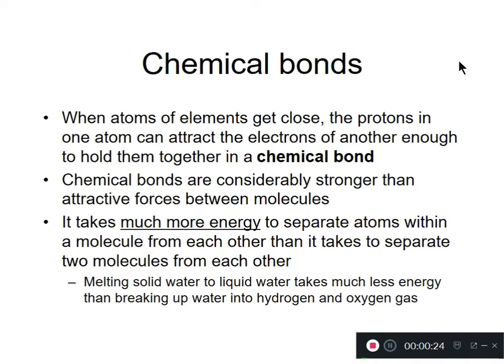So chemical bonds are very much stronger than the attractive forces between molecules that we talked about before when we were doing our physical changes. When we talked about physical changes, we talked about liquids and solids having some attractive forces. These are much, much stronger, so it takes much more energy to separate the atoms within a molecule than it does to separate two particles from each other in a solid or a liquid. So melting solid water to liquid water is going to take a whole lot less energy than actually taking a water molecule and splitting it up into hydrogen and oxygen gas.